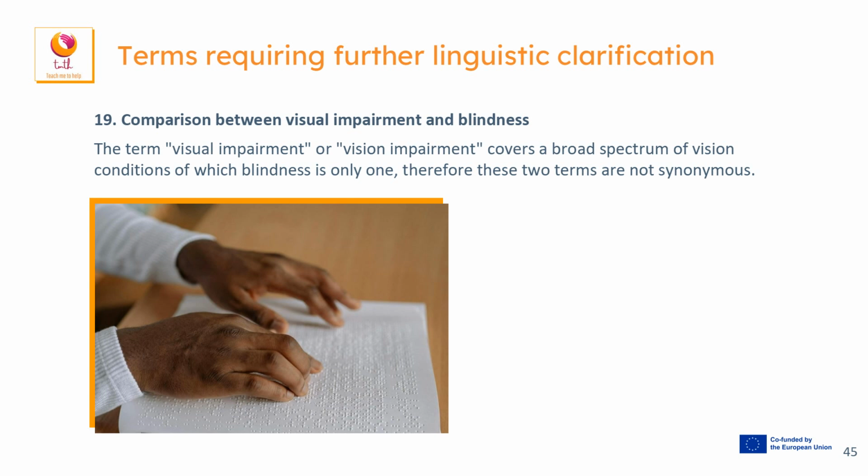19. Comparison between visual impairment and blindness. The term visual impairment or vision impairment covers a broad spectrum of vision conditions, of which blindness is only one. Therefore, these two terms are not synonymous.